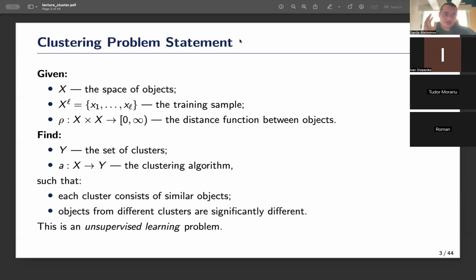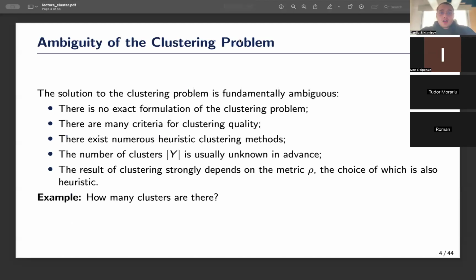for example here is a, from X to Y, that assigns a cluster label y, small y in big Y, to any object x, small x in big X. In some cases, the set of labels Y is known in advance, but more often the problem involves determining the optimal number of clusters based on a specific clustering quality criterion.